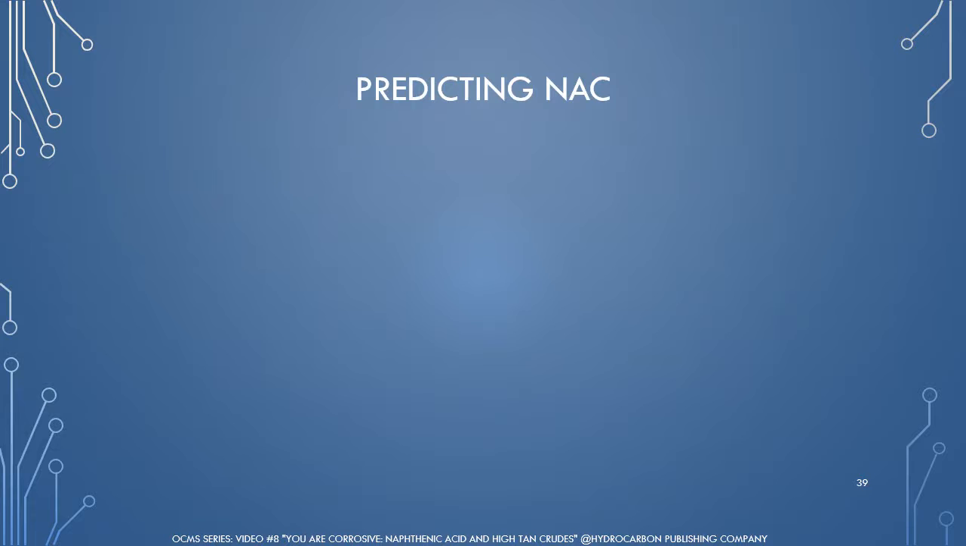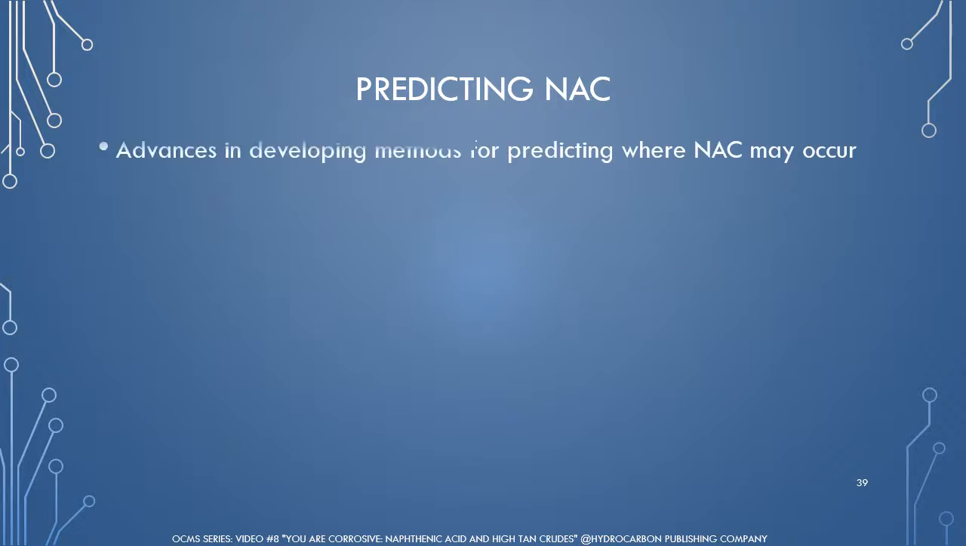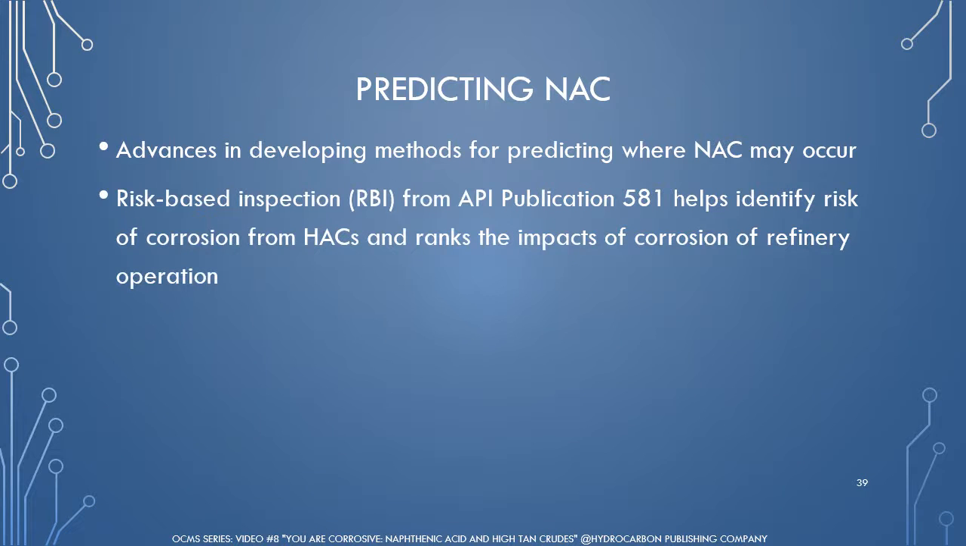Despite the complex nature of naphthenic acid corrosion, there exist a number of advancements in the development of methods to predict where NAC may occur. Currently, modified McConomy curves are applicable for low-TAN crudes, but for HACs, risk-based inspection, or RBI, as provided in API Publication 581, provides guidance by identifying the likelihood of equipment failure due to corrosion and ranking the impact of these failures on refinery operations.